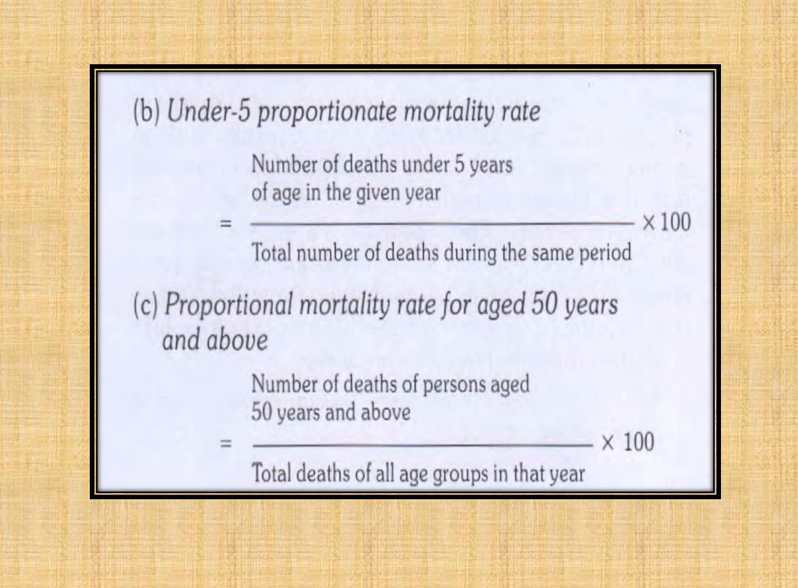Under 5 proportional mortality rate. To calculate it, on the numerator we take the number of deaths under 5 years of age in a given period, divided by the total number of deaths during the same period. Suppose we want to find the proportional mortality rate for age 50 years and above. We take all the deaths which occurred in the age 50 years and above in the numerator, and divide by total deaths of all age groups in that year, multiplied by 100.